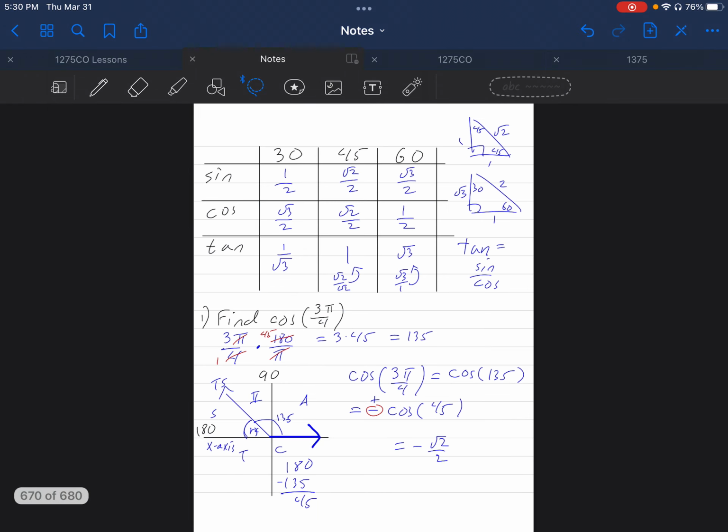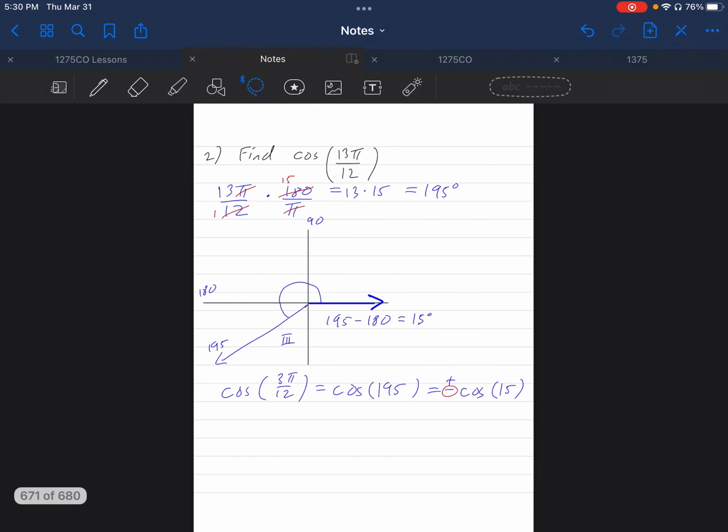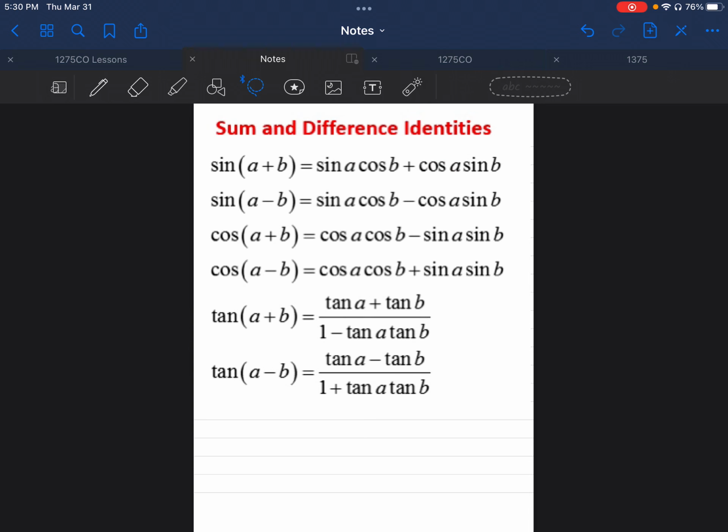But look, our only reference angles are 30, 45, and 60 degrees. We don't have anything else. So how can we answer this? We can answer this by using a set of formulas called the sum and difference identities.